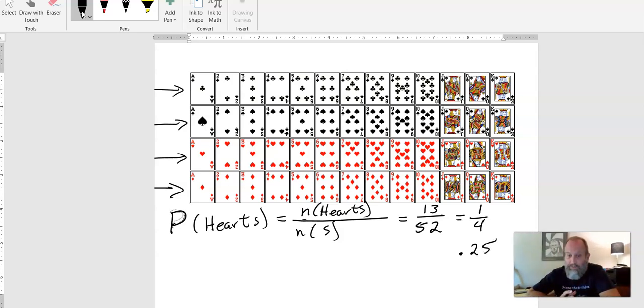So that's really straightforward. We want the number of ways I can get hearts divided by the number of ways I can draw a card. It's pretty straightforward. Sometimes counting these things is what's not so straightforward. Okay, so let's go ahead and take a look at another one here.